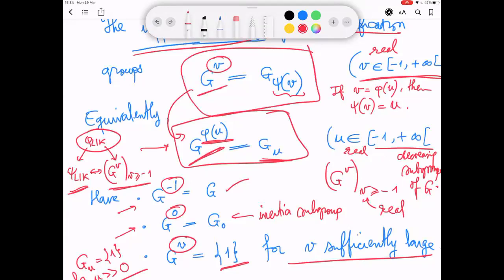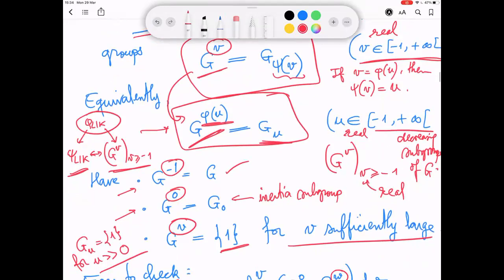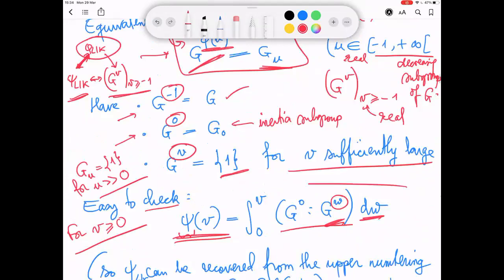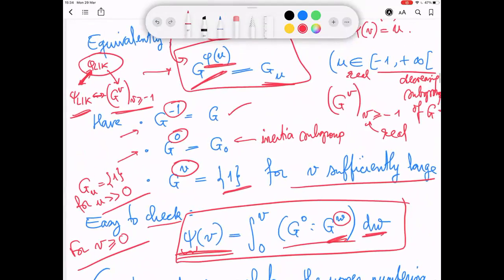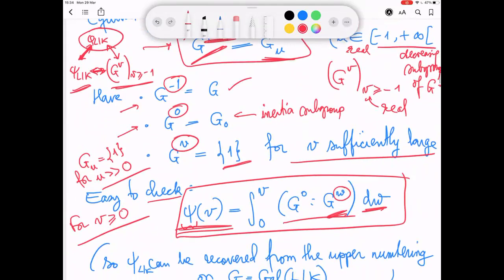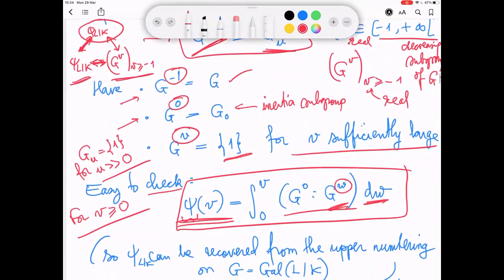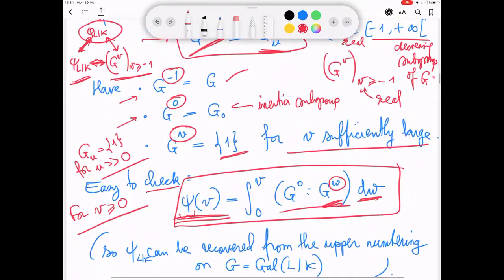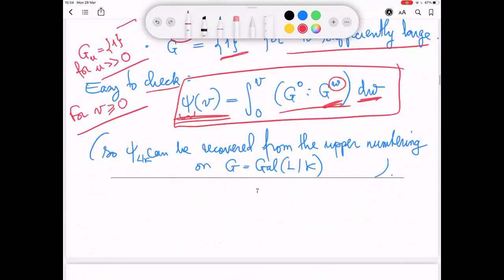And this one here, this integral representation, is saying that the upper numbering determines the function psi and therefore also determines the function phi. Okay, so these three pieces of information are equivalent.